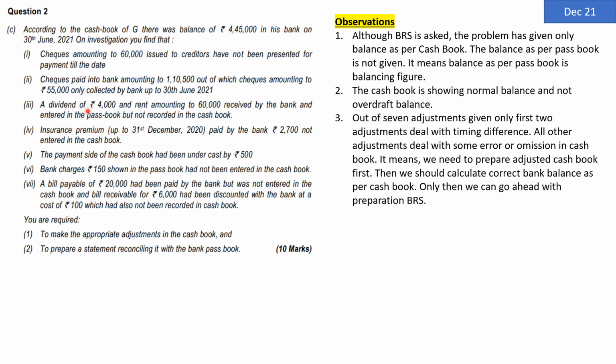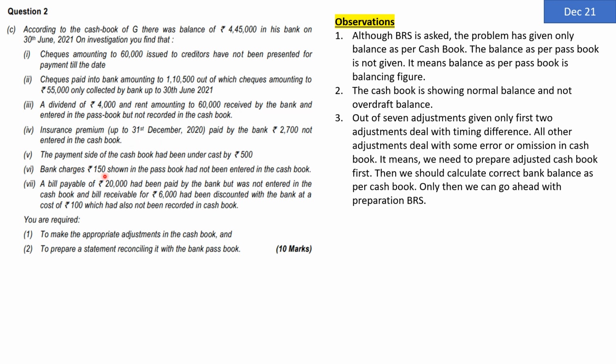Adjustment number 3, both are receipts. Adjustment number 4 is a payment. The payment side of the cash book had been undercast by rupees 500. Undercast means short totaling. Overcast means higher totaling. Undercast means lower totaling. So the payment side of cash book is not recording all the payments properly, or even if they are recorded, they are not taking total properly. So we will now record it as if it's a new payment. So one payment of insurance premium and one payment of undercasting.